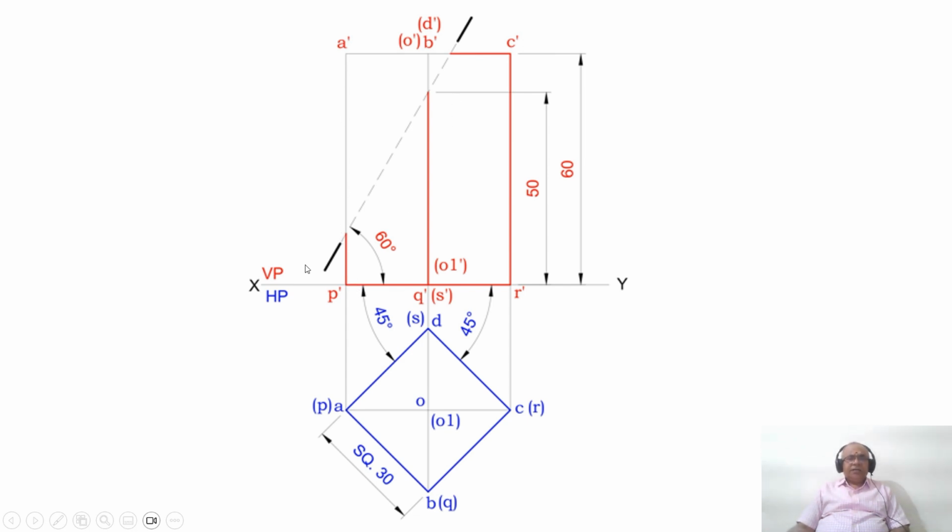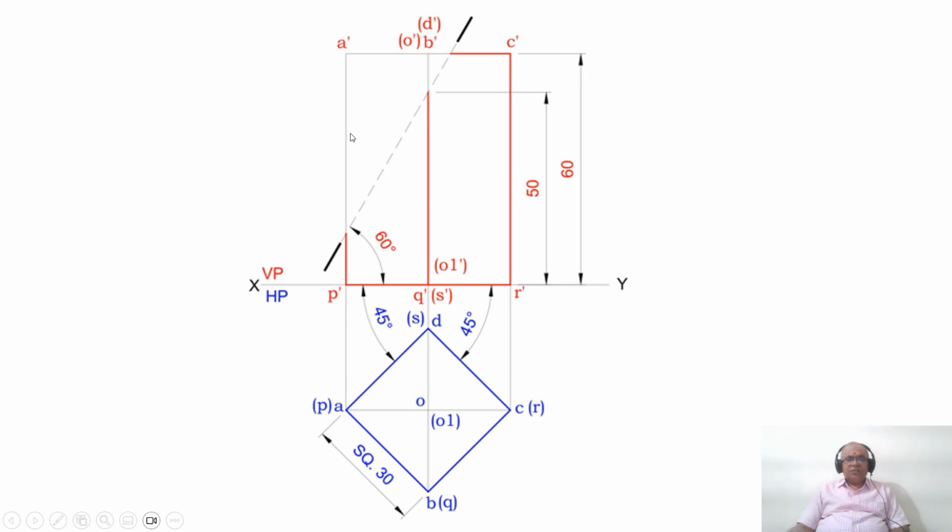So A dash and P dash, visible to visible is visible. So from here only till P dash it is visible, dark. Then similarly on B dash, Q dash, from here to Q dash is the dark portion. C dash, R dash is visible to visible is visible. So the section plane is passing between B dash and C dash. So here till here you darken this.